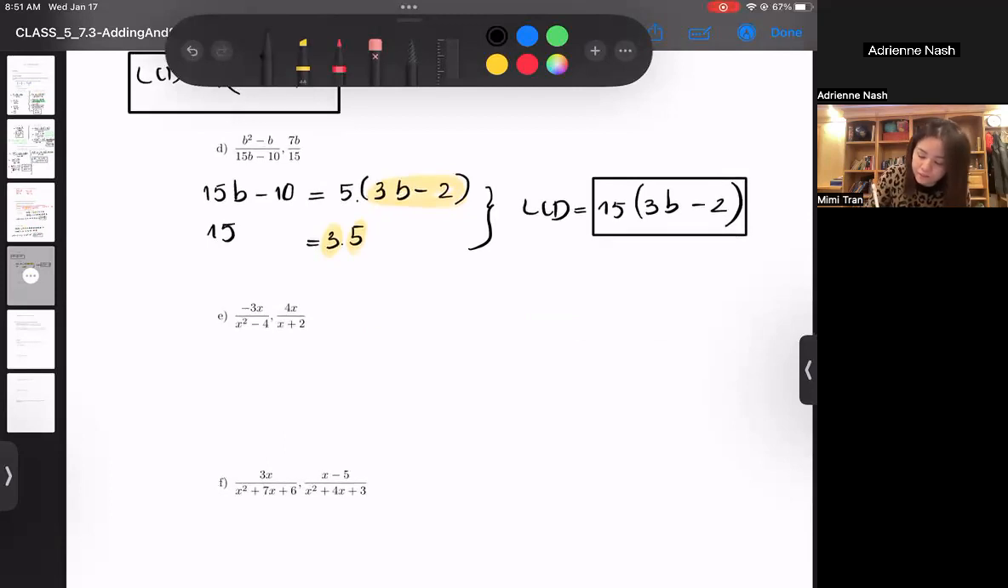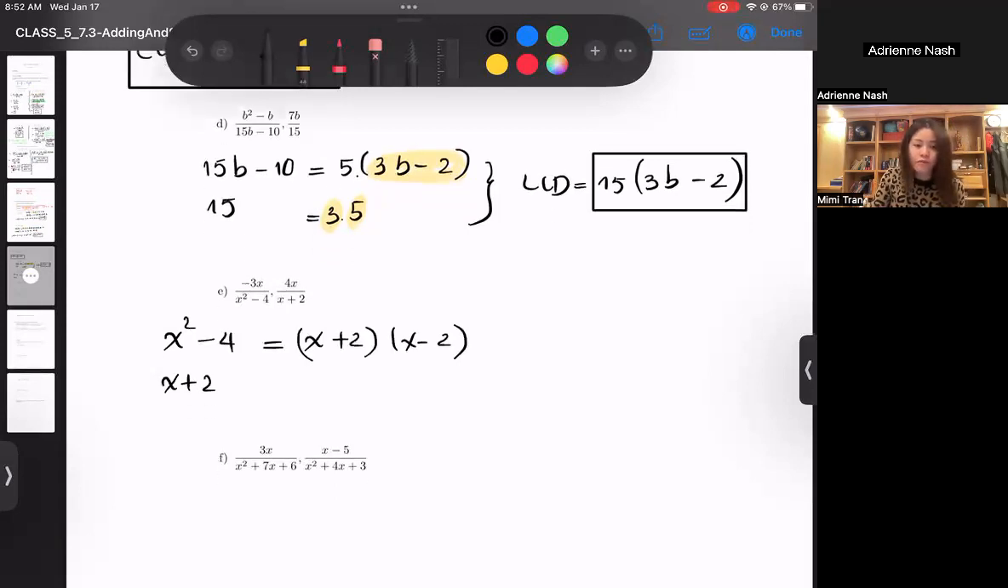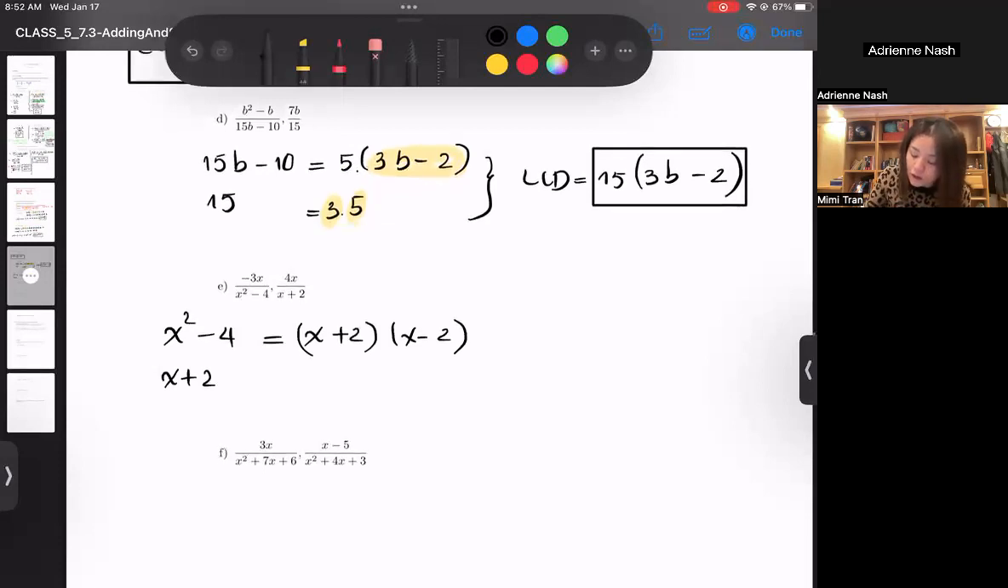What about E? Well, x plus 2 is nothing I can do about. It's already prime, right? But x squared minus 4, I can expand it as x plus 2 times x minus 2. And I'm going to rewrite x plus 2 here. It's nothing I can do. So what is the LCD? The LCD will be x plus 2 times x minus 2, right?